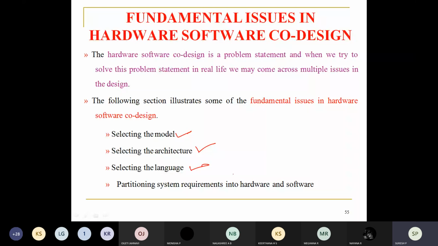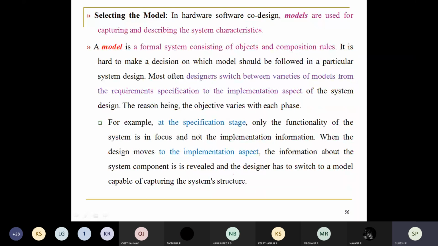When it comes to selecting the model in hardware software co-design, what do we mean by model? Models are basically used for capturing and describing the system characteristics. If you take your SDLC, the normal software development lifecycle, you have studied it, I think. Which is the first stage? The first stage in your SDLC lifecycle is requirement and specification.